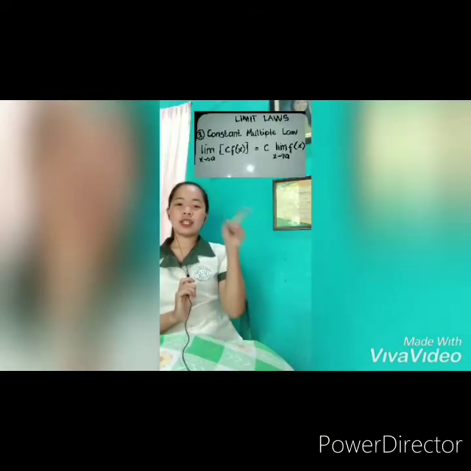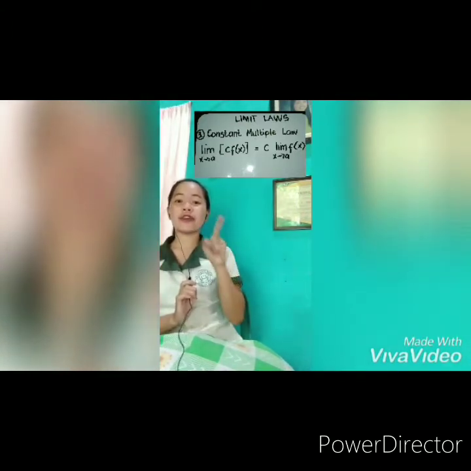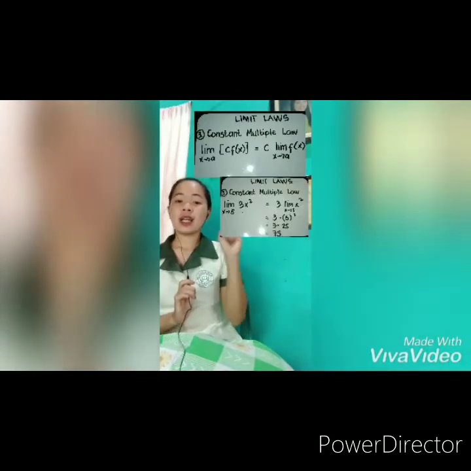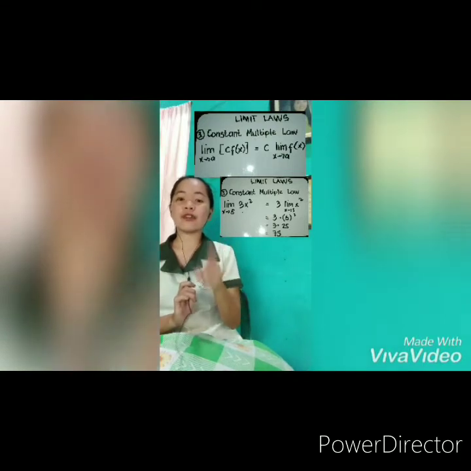Then we have the constant multiple law. The limit of c times f of x as x approaches a is equal to c times the limit of f of x as x approaches a. For example, the limit of 3x squared as x approaches 5. We have the constant 3 times the limit of f of x, which is the limit of x squared as x approaches 5.